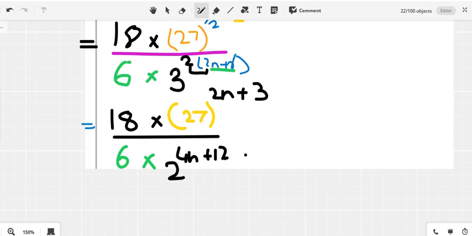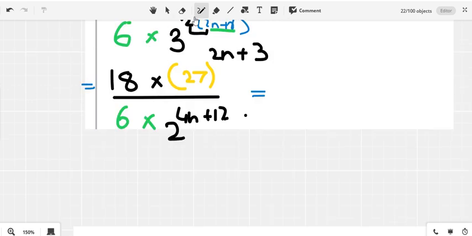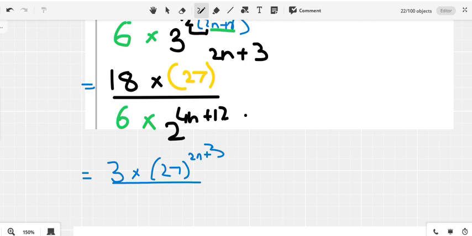Now if I look, it's still 18 and 6 is divisible by 6, right? So 18 divided by 6 is 3, times, again same thing as it is, 27 to the power of 2n plus 3, divided by 2 to the power of 4n plus 12.